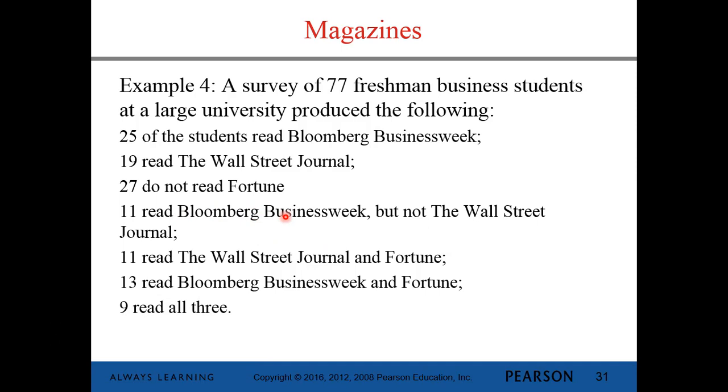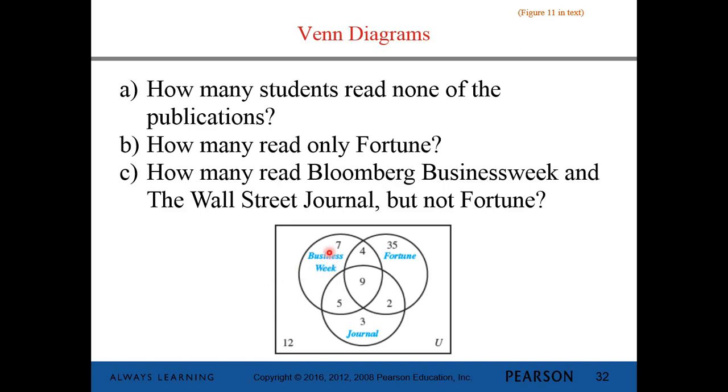11 read Bloomberg, but not the Wall Street Journal. So Bloomberg, but not the Wall Street Journal. Okay, so that means here. So how many is that? 11. So this piece right here has to add up to 11, which means this is 4, we already got. We already got these 3, but now 11 minus 4 is 7. So that means this piece right here is 7.